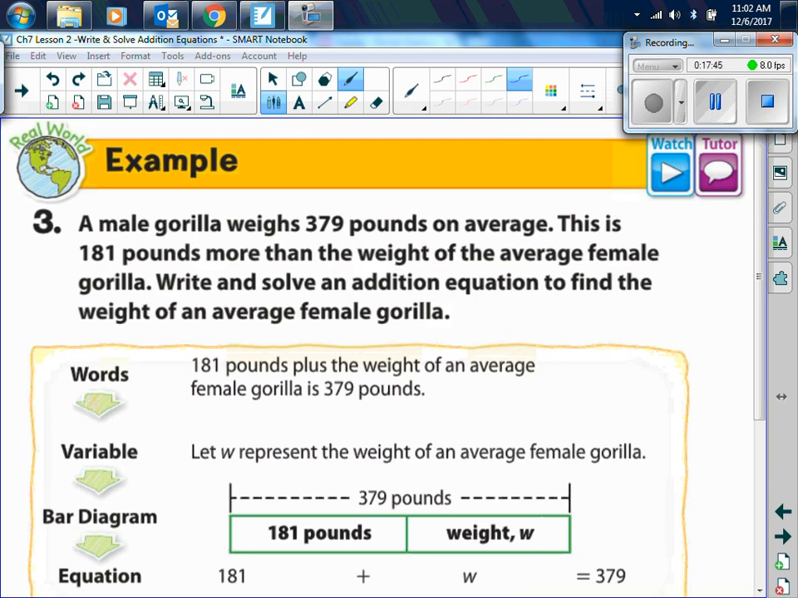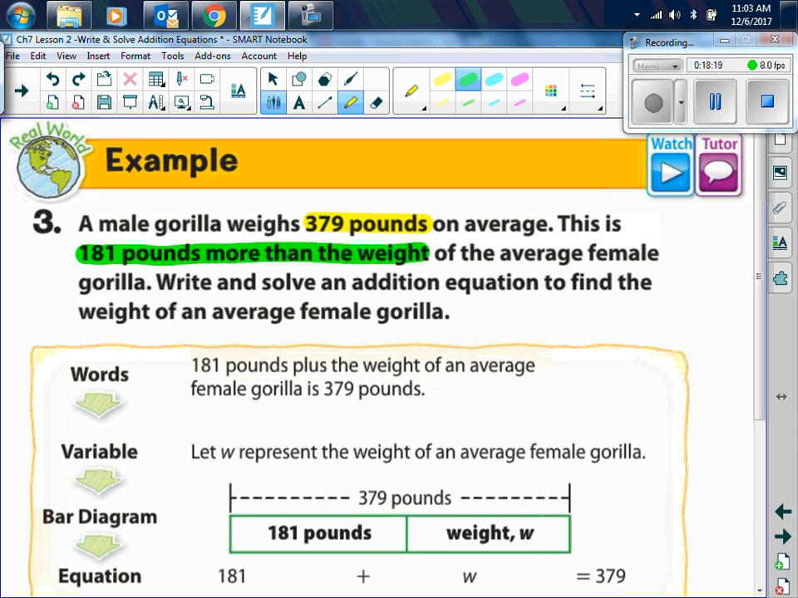Example 3 says a male gorilla weighs 379 pounds on average. This is 181 pounds more than the weight of the average female gorilla. Write and solve an equation to find the weight of the average female gorilla. All right, so the important information we know is that the male gorilla weighs 379 pounds. That is 181 pounds more than the weight of the female gorilla.